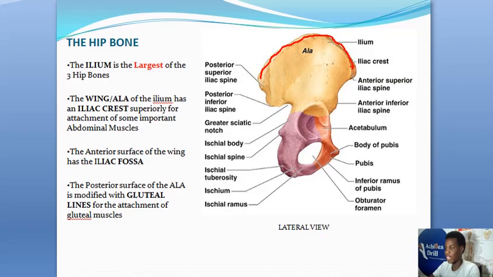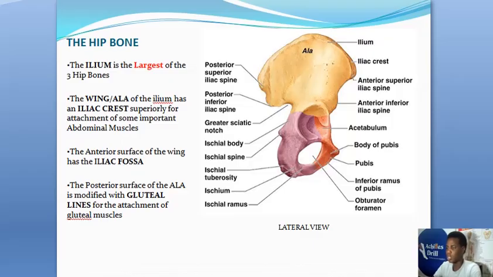The iliac crest is most superior on the wing of the ilium, and it is very important for attachment of muscles, specifically the abdominal muscles. A number of them attach on this iliac crest. I have a picture of that.